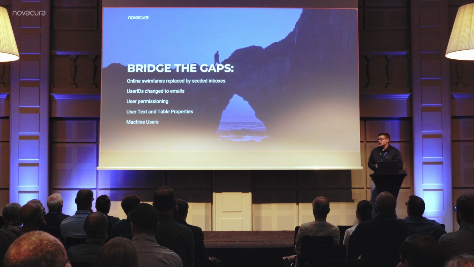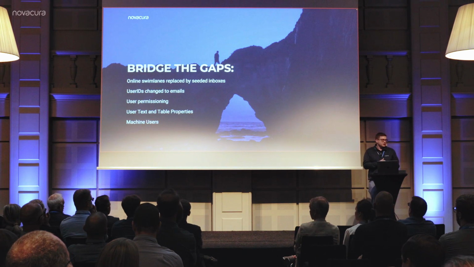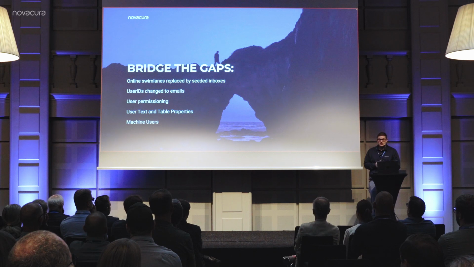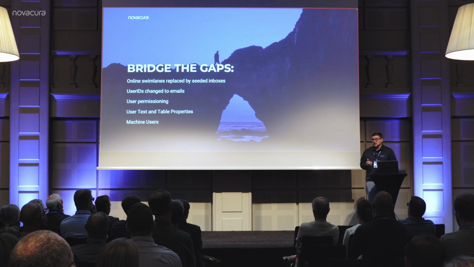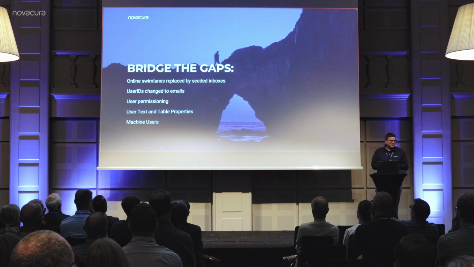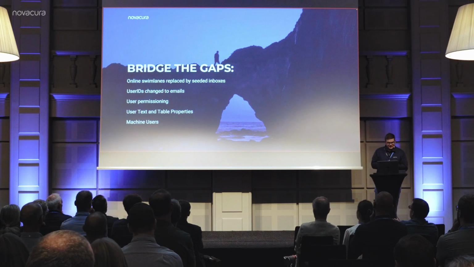The next step is bridging some of those gaps. So inevitably, there will be an issue, something that we don't offer in Flow Connect that you use in Flow Classic. There are workarounds for each of those. Most of those, Petter talked a little bit about it in his journey. So changing things like swim lanes to seated inboxes. There's a bigger list than that. I put a couple up here. User text and table properties is another good example of one that isn't available. Machine users currently aren't available.